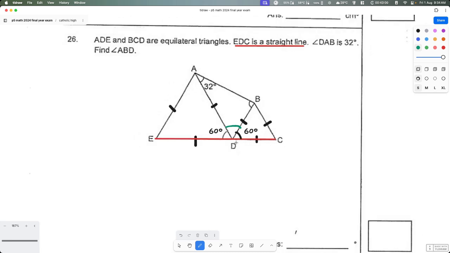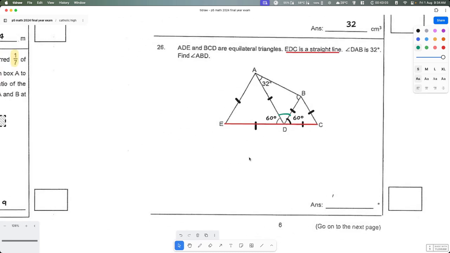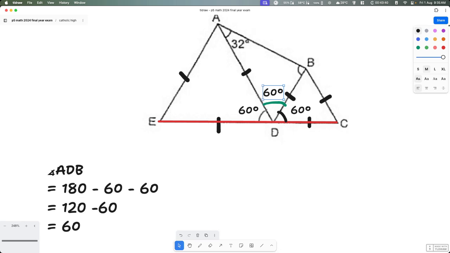So in essence, let's find ADB. Angle ADB is equal to 180 minus 60 minus 60, equal to 60. Or if I were to make it simpler, 180 minus 60 is 120, minus 60, and then this will become 60. That's what I see over here. So now we know that this is 60 as well.